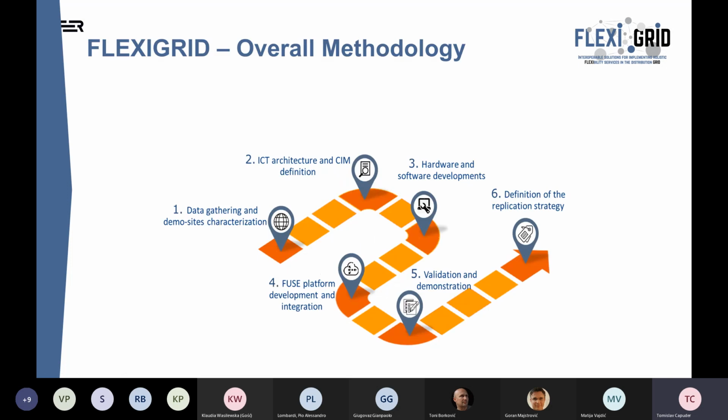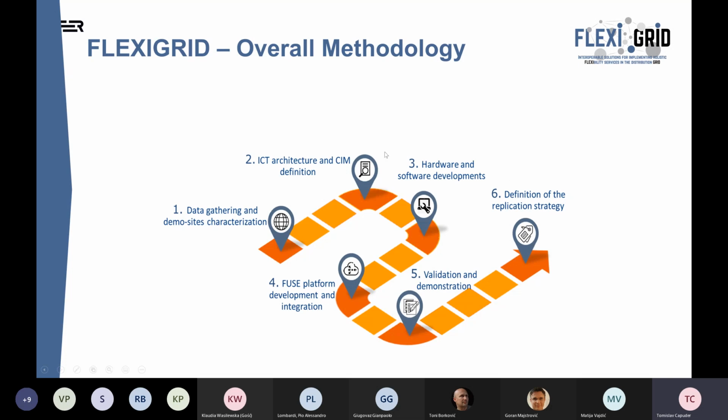So for the end, the overall methodology, we started with the data gathering and demo sites characterization. We defined the IC architecture and the SIM definition. So this basically means that we recognize where we get the data from, what kind of data, what kind of communication protocols are used in those devices, and what needs to be done in the Fuse platform to actually convert them into a unified model for exchange of data.